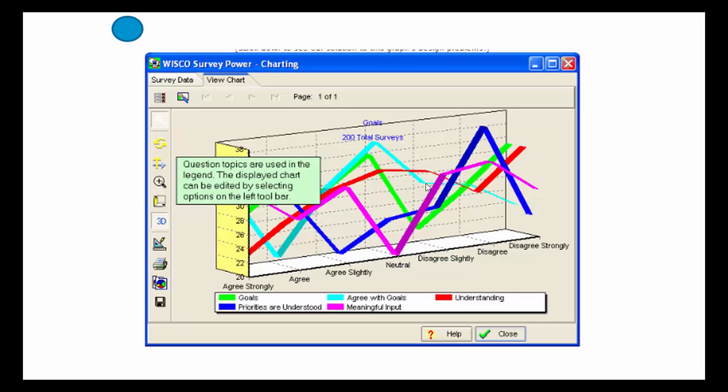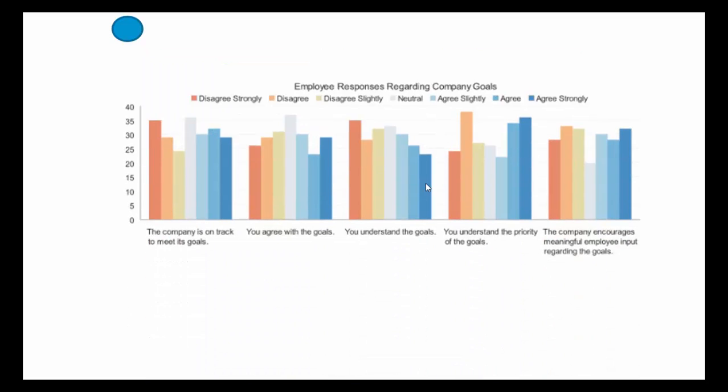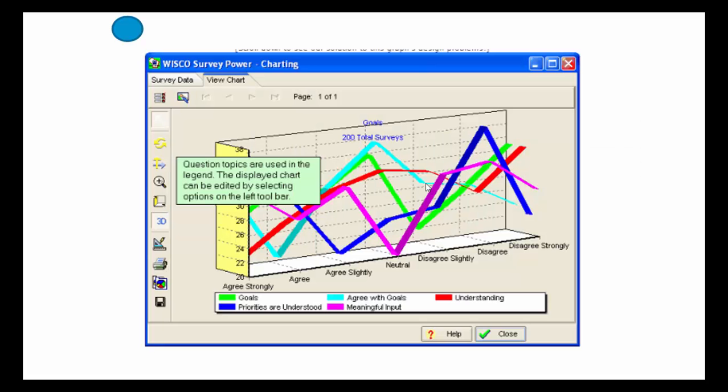And this is a sort of a shifted 3D line chart / area chart. Again, you can use a simple column chart to do this comparative analysis. Yes, we are using different colors to highlight based on our legend, and it's very easy to see that the company is on track. Most people strongly agree. Most people strongly agree they understand their goals. Most people agree that they understand their priority. You can tell that very quickly. You cannot really tell it from this graph.